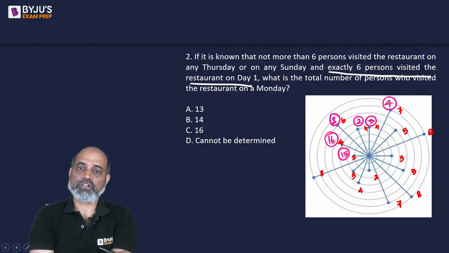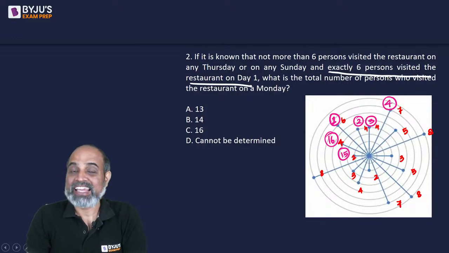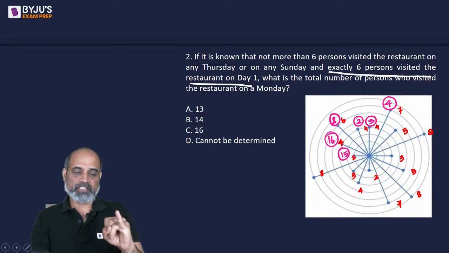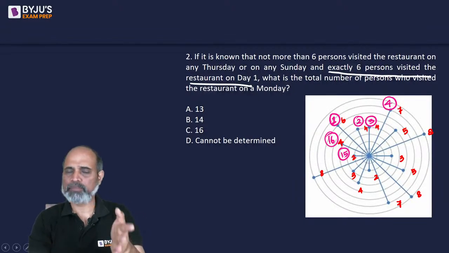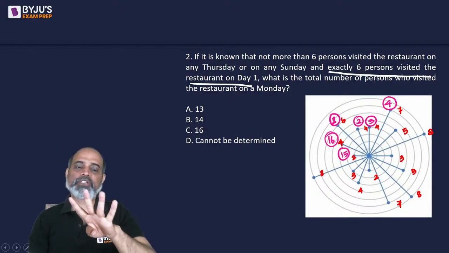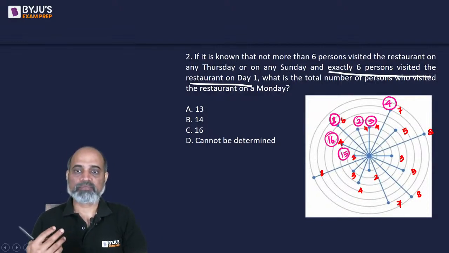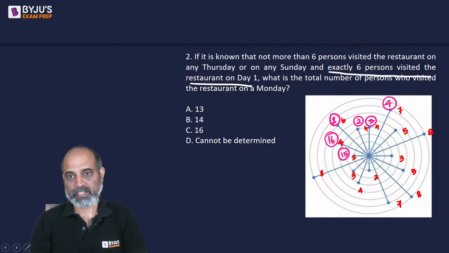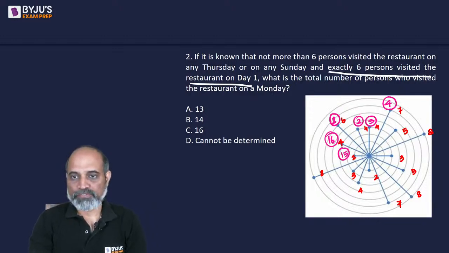Now, it is also known that not more than 6 people visited the restaurant any Thursday or on any Sunday. So Thursday, Friday, Saturday, Sunday. Between Thursday and Sunday, there is a gap of 2 days, right? After Thursday, Friday and Saturday are in between. So we need to find 4 consecutive numbers where the first and the last do not have more than 6 people, right? So if we start from the first day, first, second, third, fourth, it won't work.